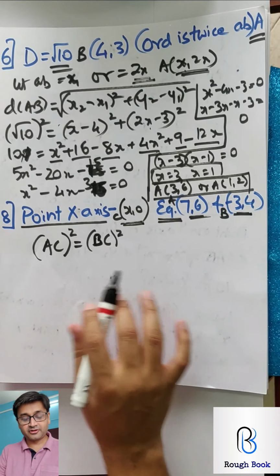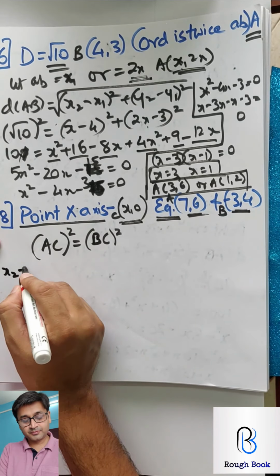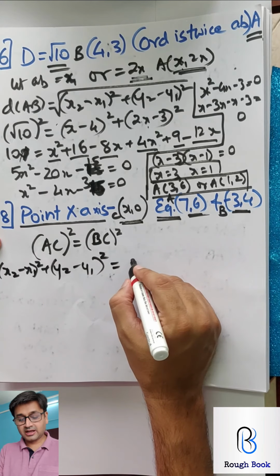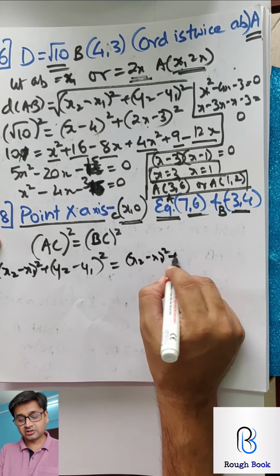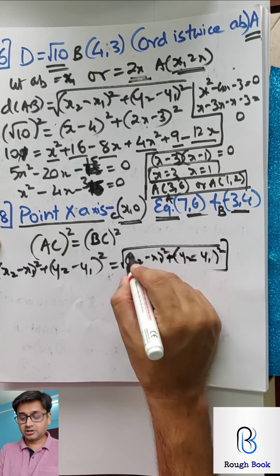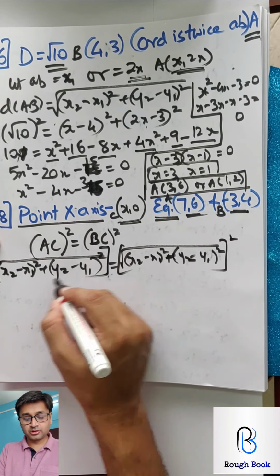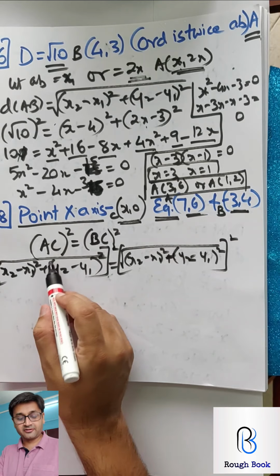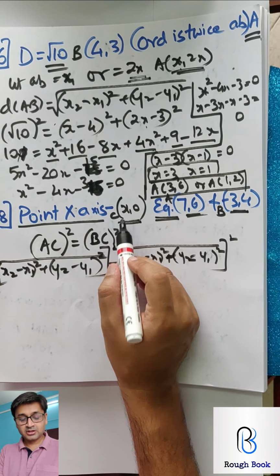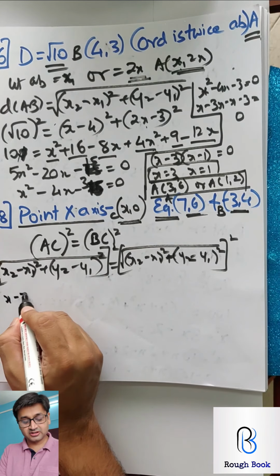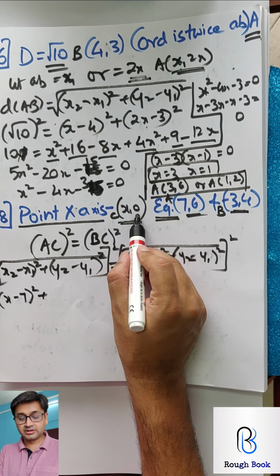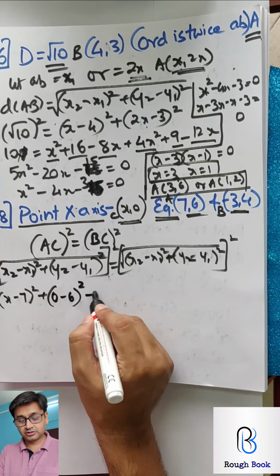So let's apply the formula for AC first. It's going to be x2 minus x1 square, y2 minus y1 square. Likewise over here also, x2 minus x1 square, y2 minus y1 square, everything under the root, the whole square. Let's apply it for A and C. Always take x as the first variable, okay? So x2 minus x1, x minus 7 square, plus y2 minus y1. So what is my y2 in this case? 0 minus 6, the whole square.